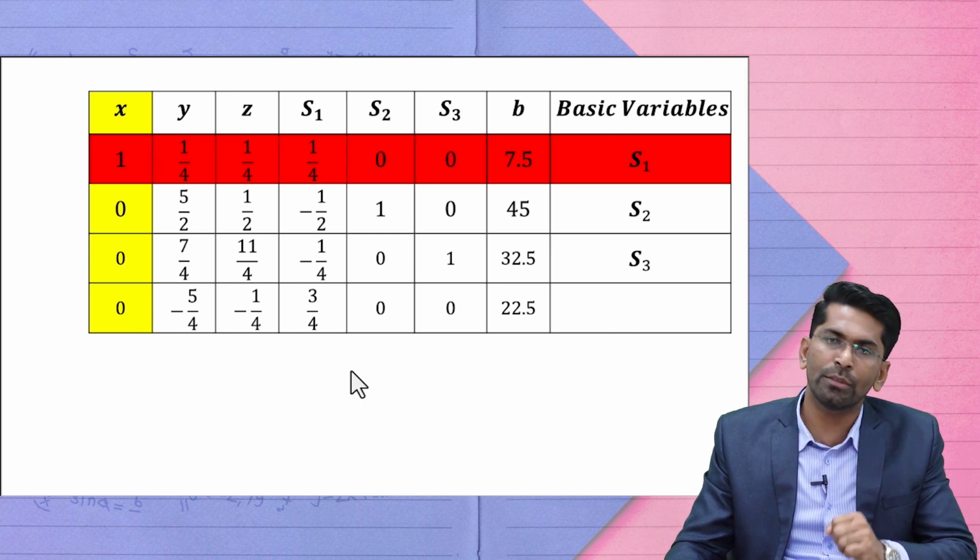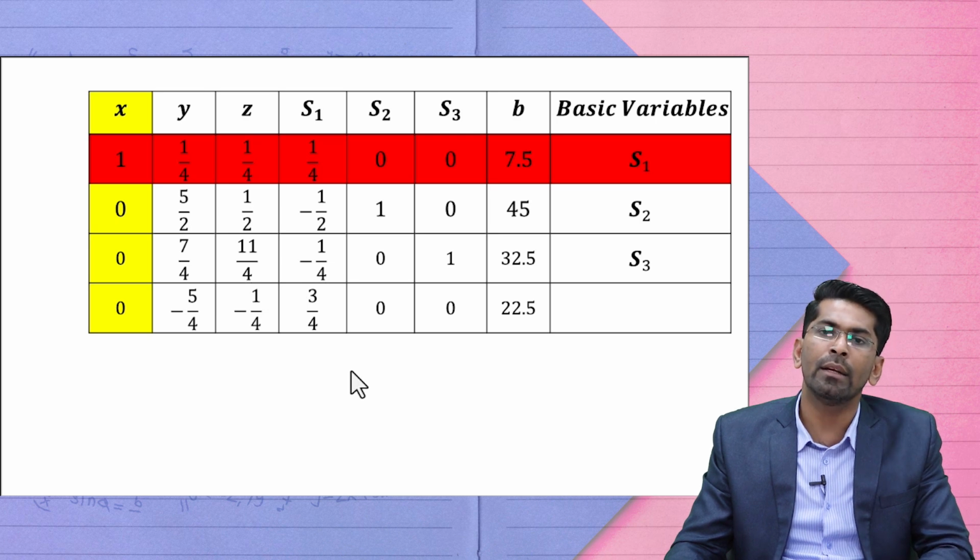Once all the elements of the new table are calculated, then we are replacing the departing variable with the entering variable. So what is the entering variable here? Our pivot column will be the entering variable. So here the variable corresponding to the pivot column is x, which we are going to replace with the departing variable. The departing variable will be the basic variable corresponding to the pivot row. So here it will be S1.